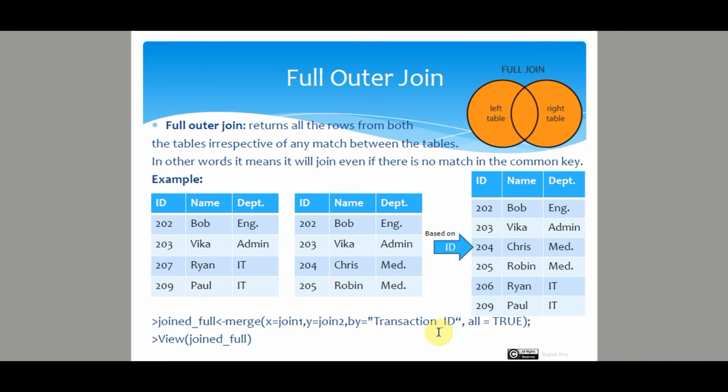Full outer join. Full outer join returns all the rows from both the tables irrespective of any matches between the tables. In other words, it will join even if there is no match in the common key. For example, if we have two tables, based on ID, it will join the two tables even if the ID is not common in both the datasets.